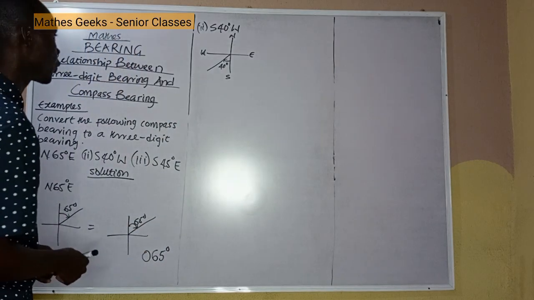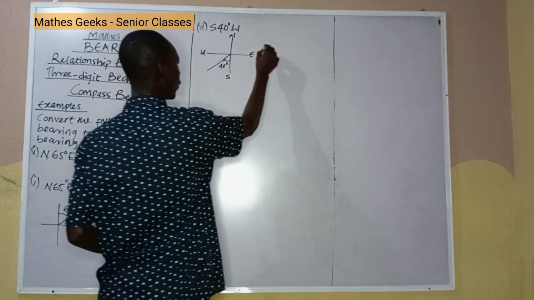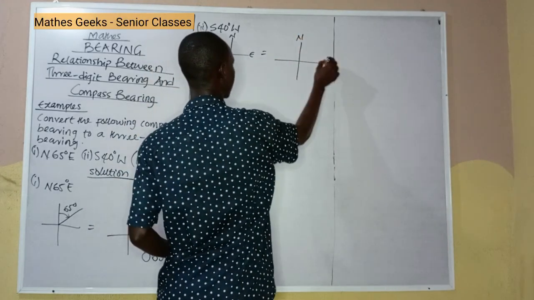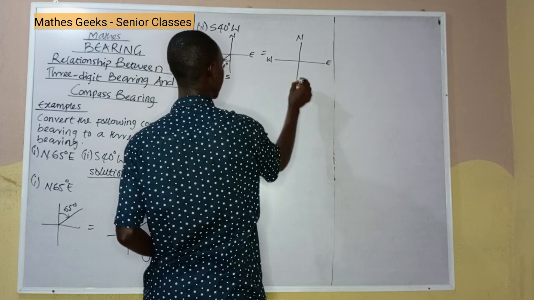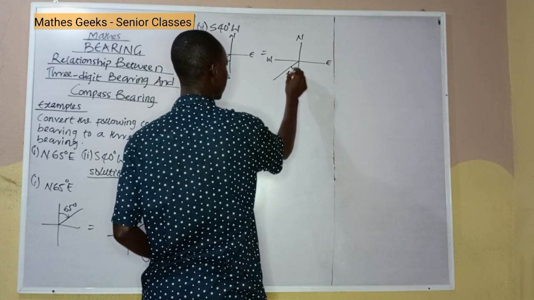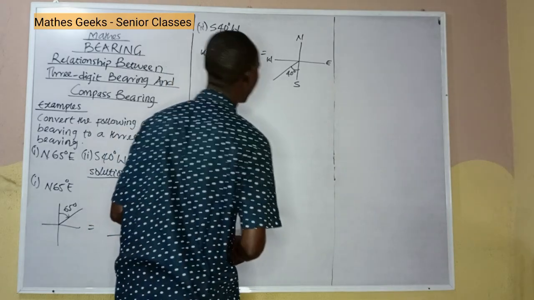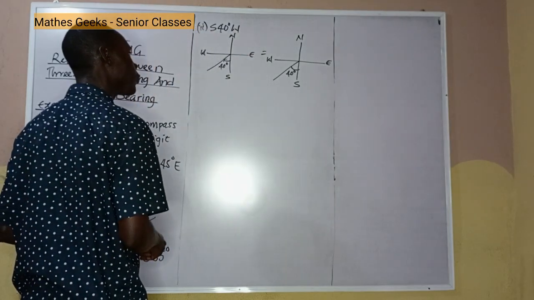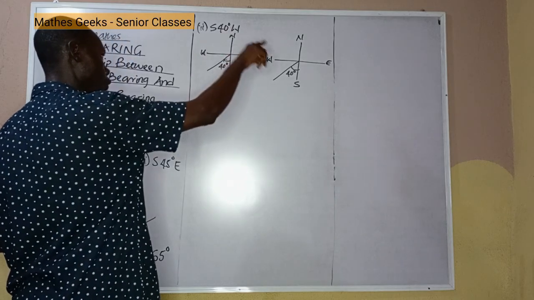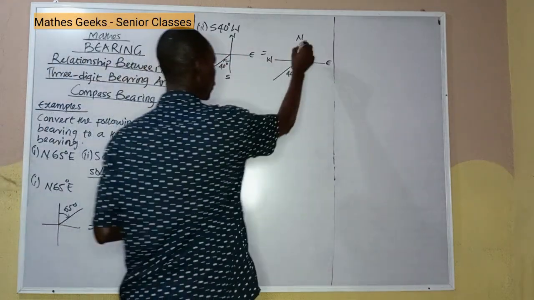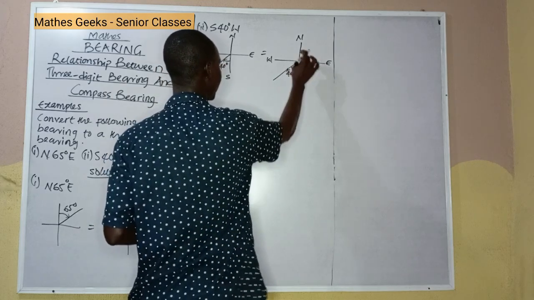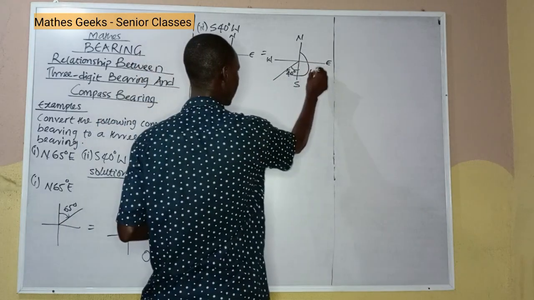Now, to convert this to a 3-digit bearing, we use our compass notation again. So this is north and east, this is west, and this is south. Our line is here at 40 degrees. From what we know, a 3-digit bearing must start from the north only. So you start from the north and then turn until you meet the line, then you stop. So from the north to this line, what will be the whole of this angle? Let's call this theta.